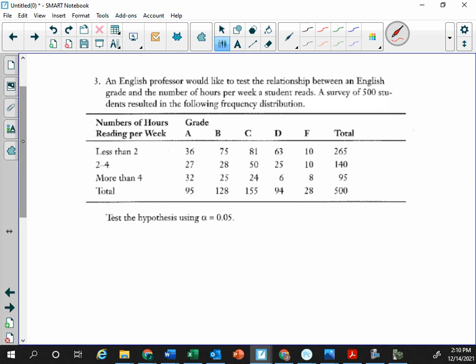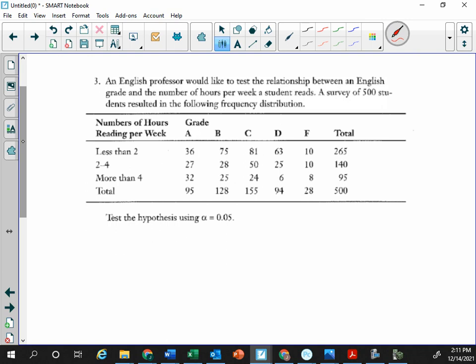Okay, so we're looking at the relationship between the grade earned in English and the number of hours per week that a student reads. So this survey of 500 students gave us this frequency distribution. So we've got less than 2 hours, between 2 and 4 hours, or more than 4 hours. And then the grades A, B, C, D, and F.